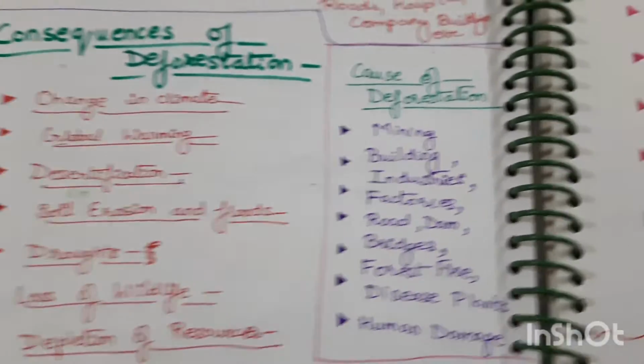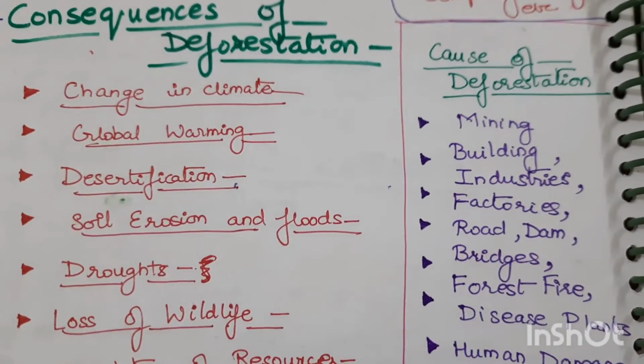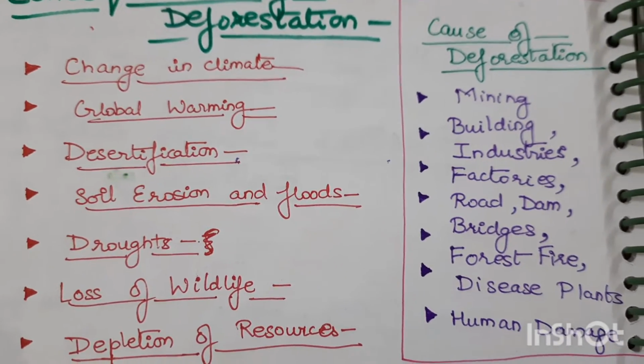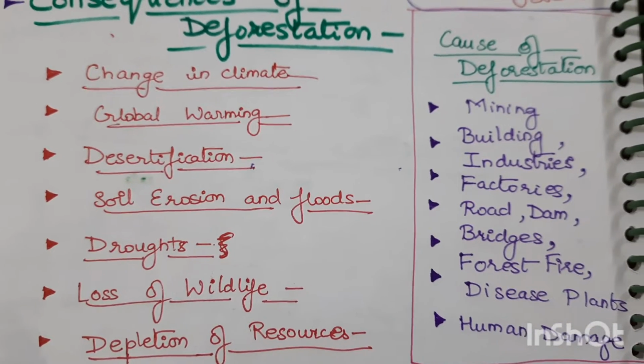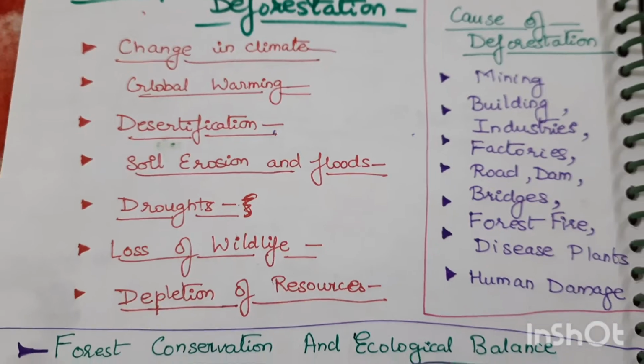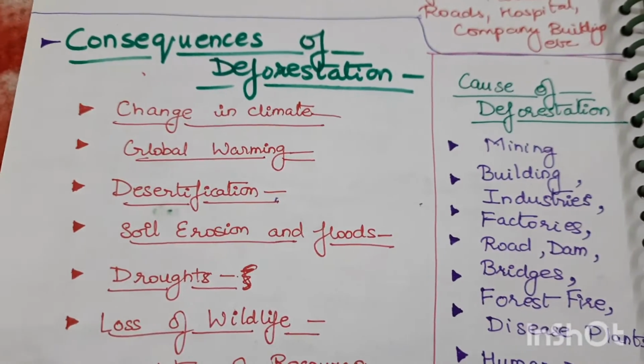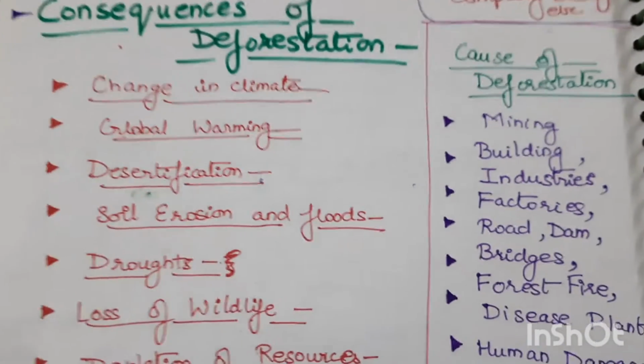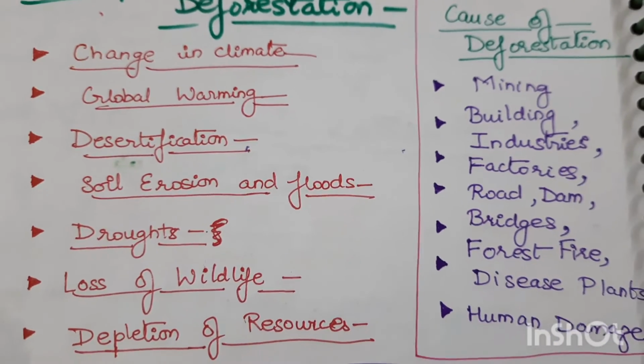Now what are the causes of deforestation? What is the cause of deforestation? It is mining, which we are doing, building, industry, factory, road, dam, bridges, forest fire, disease, plants, and human damage. So these are the main factors that are causing deforestation.